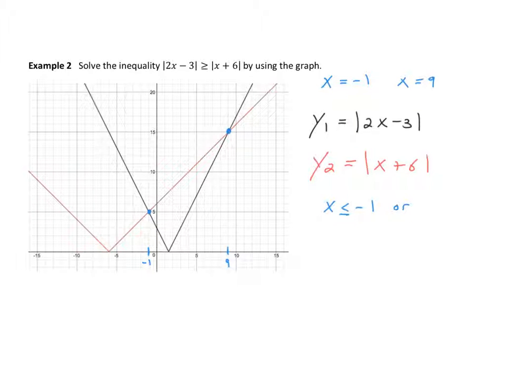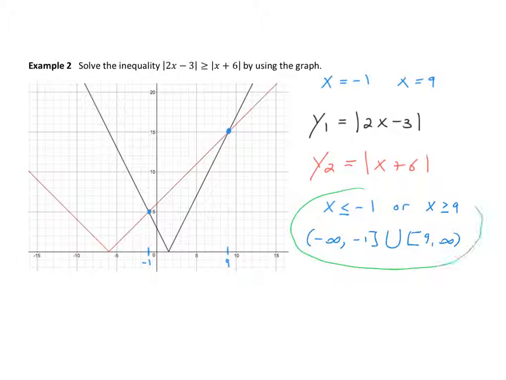But there's more. If we look at all of the x values that are greater than 9, here is the absolute value of x plus 6. Here's the absolute value of 2x minus 3. Again, this is greater than this for all of these x values, so therefore x is greater than or equal to 9. If you wanted to use intervals, that'd be completely okay. You can say everything from negative infinity up to and including negative 1, everything from 9 going up to positive infinity. You can put that union symbol to say you're taking both pieces together, and so it's completely okay to express your answer just like this.